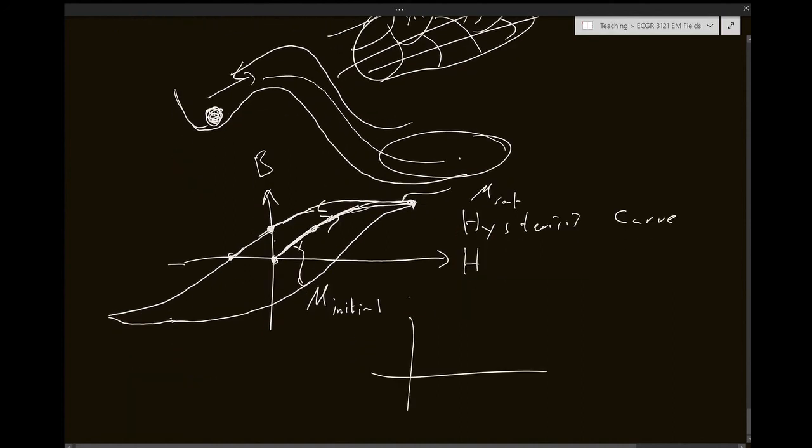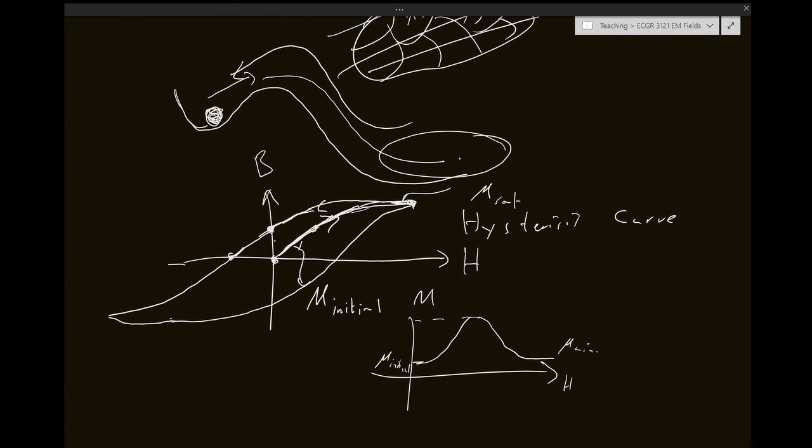If we plot mu versus H, well, we're plotting mu versus the path, right? So we start at mu initial, and then we go to some mu maximum, and then when we hit saturation, we go to some mu minimum. At close to saturation, mu gets very close to 0. Ferromagnetic material acts like a superconductor. Well, it's not a superconductor, but it has that behavior when mu becomes very small.